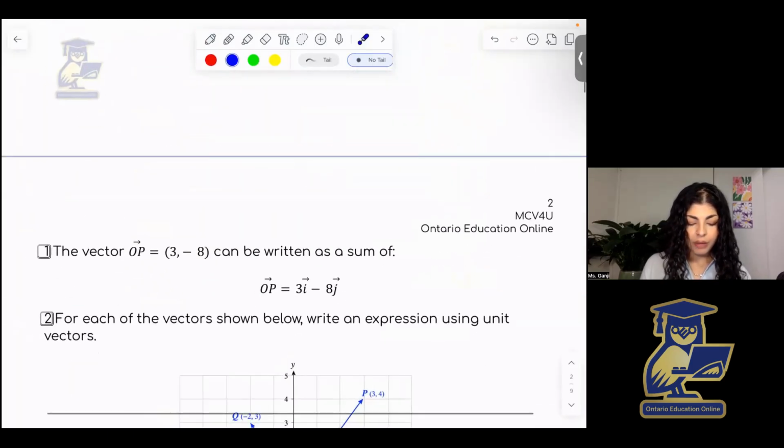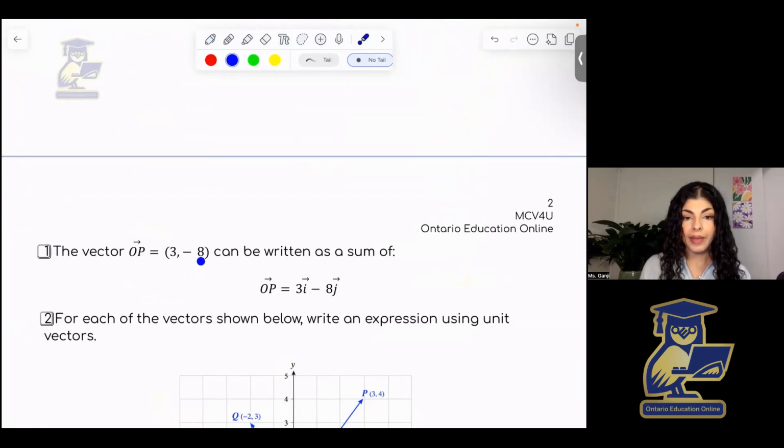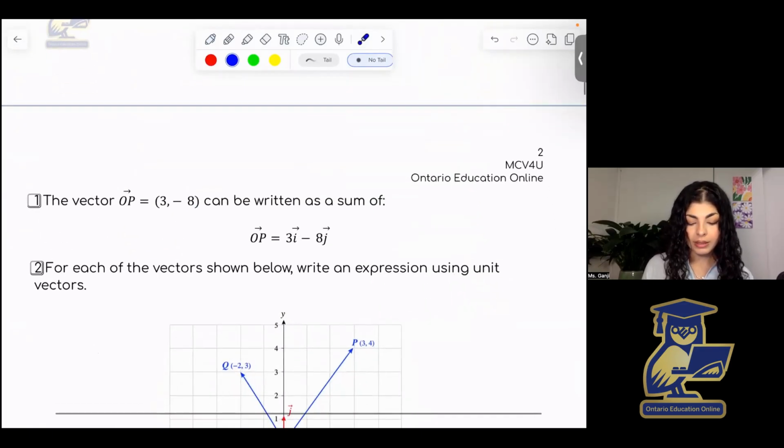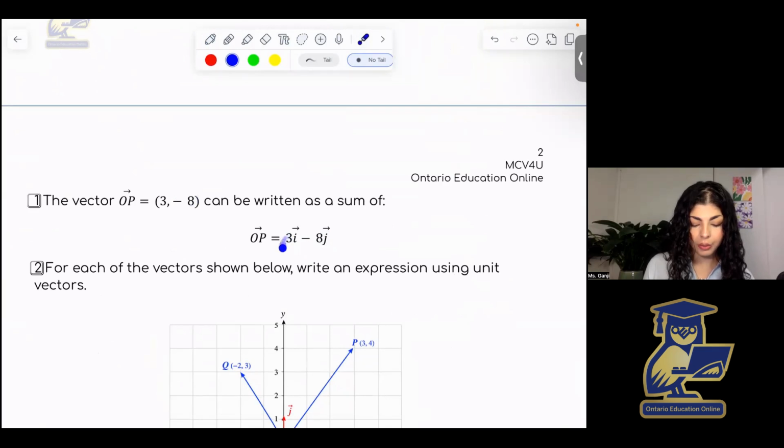So, for example, if you're given the vector OP and its coordinates are (3, -8), then you can just write this as a sum: 3 times i minus 8 times j. So the -8 is from the y component, the 3 is from the x component, and we just have our unit vectors.